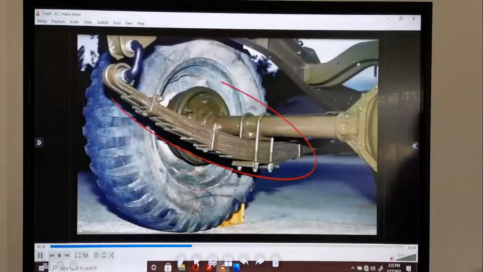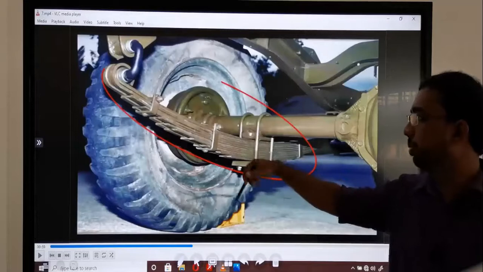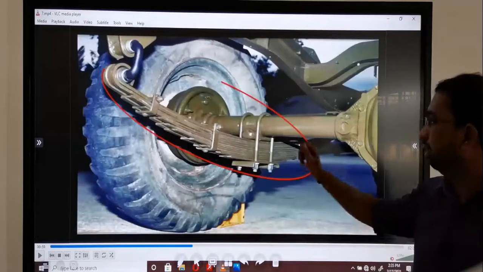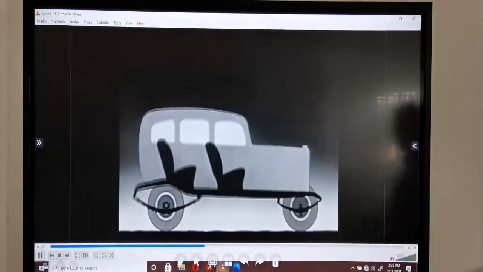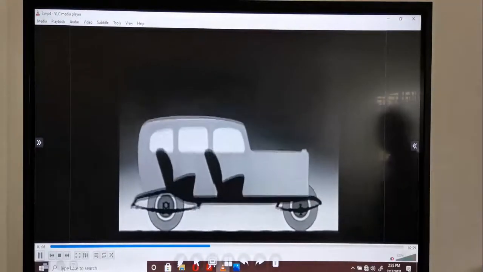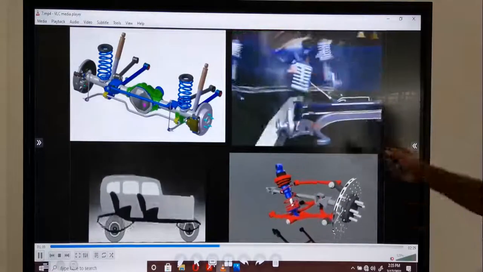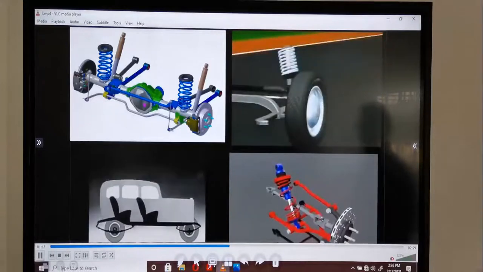This is a leaf spring. You already know the leaf spring. So you can see the center bolt and tapered multi leaves and clips, and how it is connected with the wheel axle. So how do leaf springs work? Here you can see McPherson, where all four suspensions are in one.